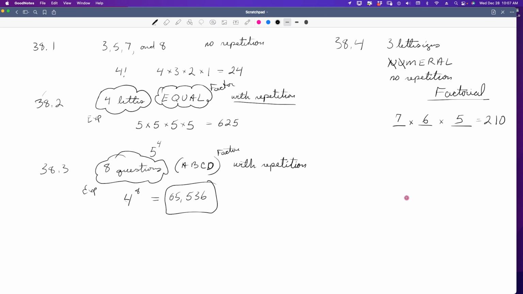Does it make sense how we're doing that? So that is all we have for 38A. I want you to do the practice problems associated with that, and then we'll pick up in 38B.